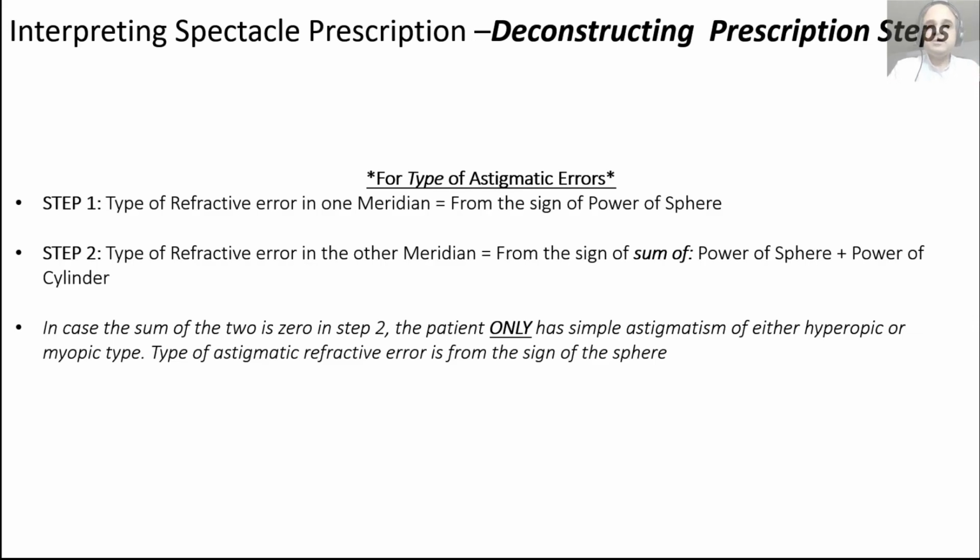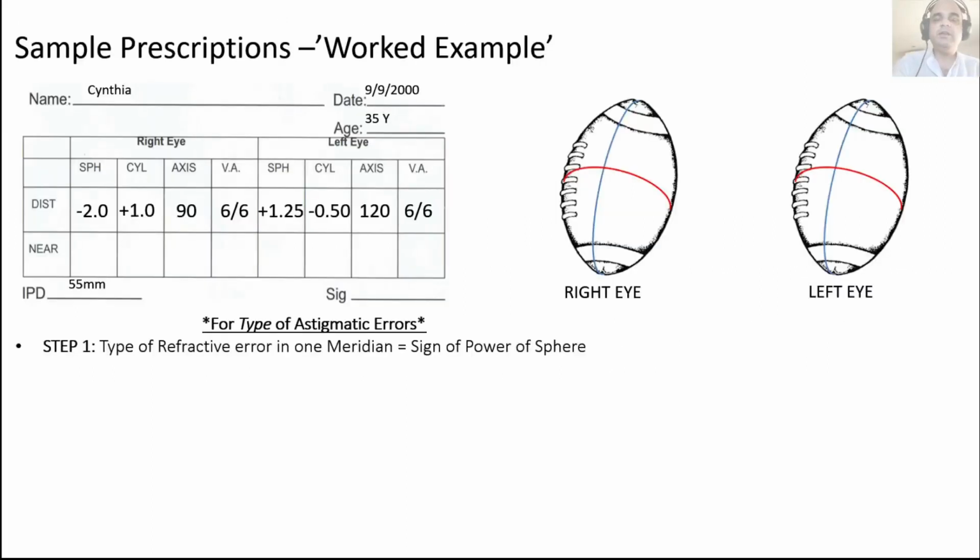And this is only for astigmatic errors. For spherical errors, things are very easy. If it's minus sphere, it's a myopic error. If it's plus sphere and written next to distance, it's hypermetropia. If it's written next to near, it's presbyopia. Pretty simple. So before I go on and give you those questions, let's just do one worked example.